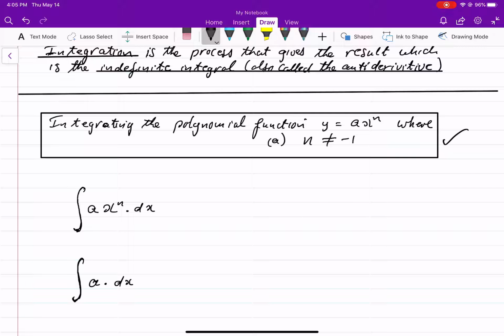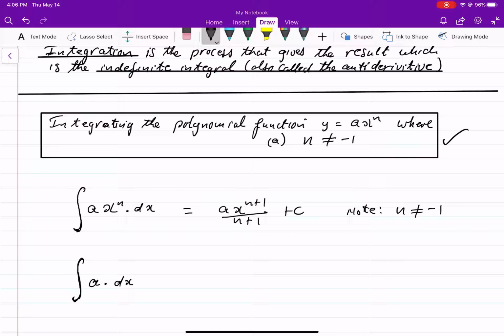Okay, here it is. The integral of ax to the n dx gives me a function that looks like ax to the n plus 1 divided by n plus 1, plus c. And let me repeat it here. Note, n must not be minus 1. If n is minus 1, the rule will not work.